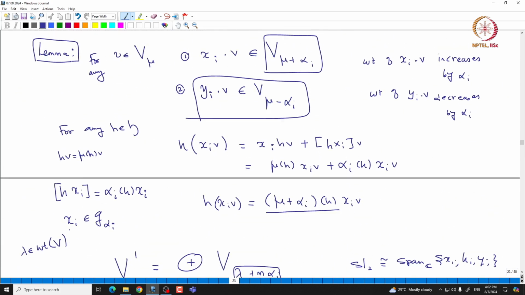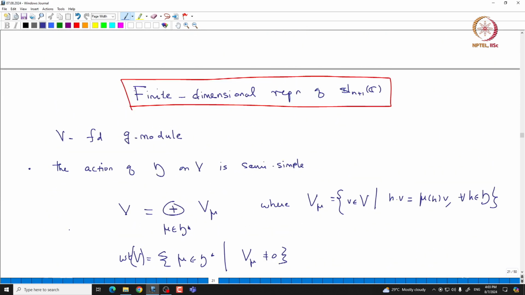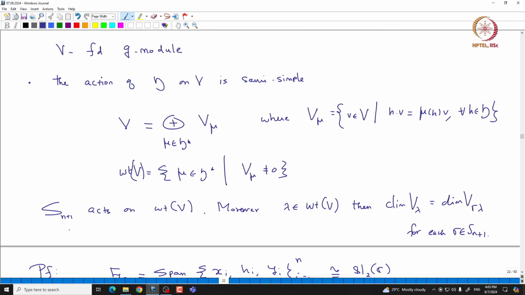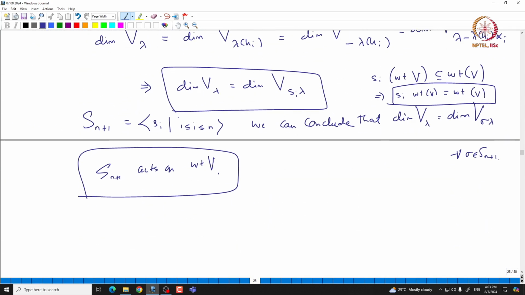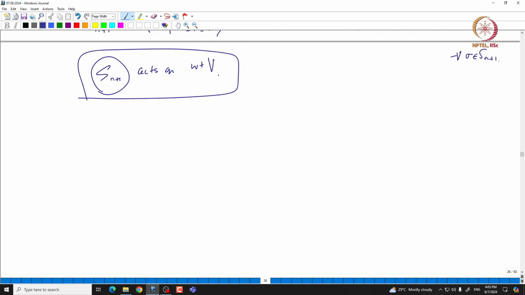So, if you are interested in understanding any given finite dimensional representation, first we observe that we can have the action of H on this V. That is indeed semi-simple, and that gives you the weight space decomposition. Once you have the weight space decomposition, then we can ask this natural question: what are all the weights that are available and what will be the multiplicities. Okay. So, now we have observed that to understand the weight multiplicities, it is enough to understand the weights modulo this Sn+1 action. So, that is what we will be doing later.